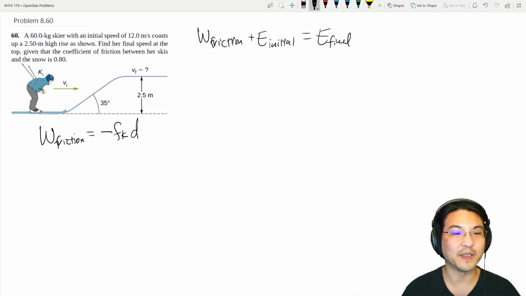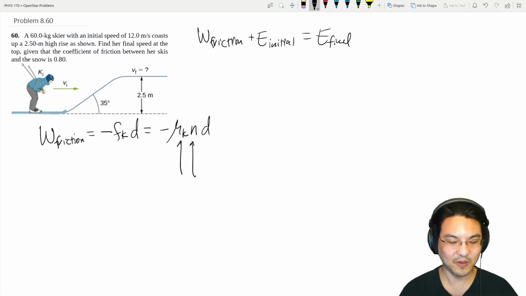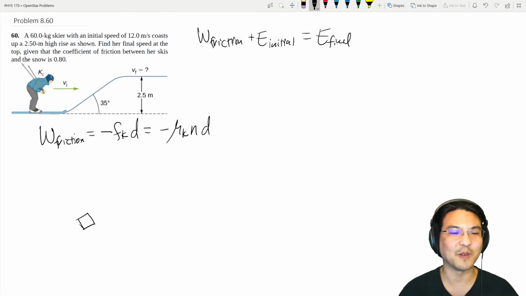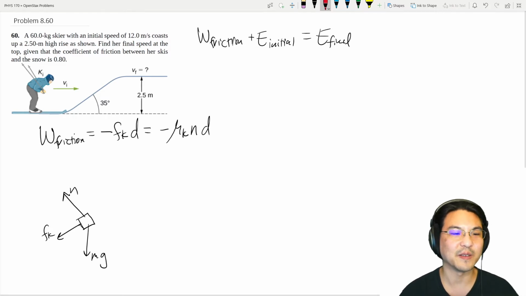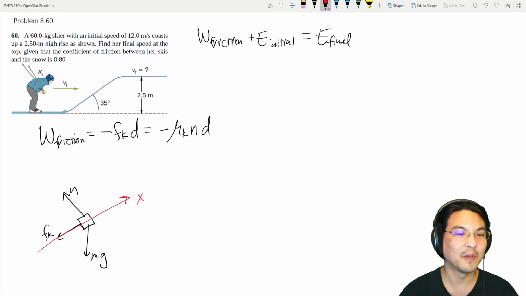And friction is this one. Mu k times N, right? The coefficient of kinetic friction, normal force. Now, what is the normal force? Let me draw the free body diagram of the skier while she's going up the ramp. Right, so there's kinetic friction, normal force, weight. The skier is going this way.